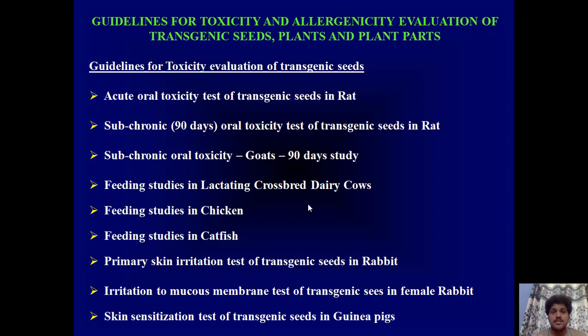Then toxicity evaluation of transgenic seeds. So acute oral toxicity of the transgenic seeds, where rats are used. Then subchronic 90 days oral toxicity test with rats. Then subchronic oral toxicity with goats up to 90 days. Then feeding studies in lactating crossbred dairy cows, then feeding studies in chicken, feeding studies in catfish, then primary skin irritation test with a rabbit, then irritation to mucous membrane test, especially in female rabbit, then skin sensitization test of the transgenic seeds in guinea pigs. These have to be carried out as per the guidelines.